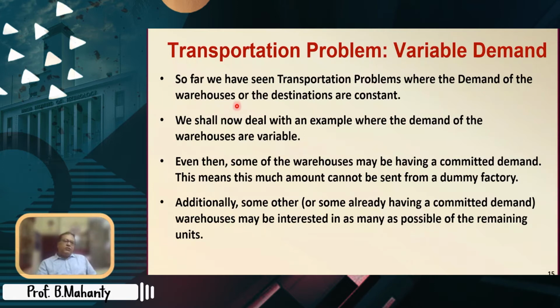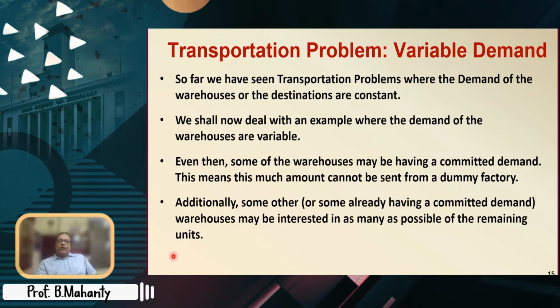Right. Now, so far we have seen transportation problems where the demand of the warehouses or the destinations is constant. We shall now deal with an example where the demand of the warehouses is variable. Even then, some of the warehouses may be having a committed demand. This means that this much amount cannot be sent from a dummy factory. Additionally, some other or some already having a committed demand warehouses may be interested in as many as possible of the remaining units. So two kinds of things can happen.